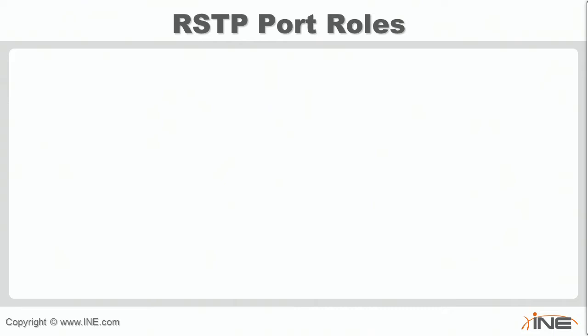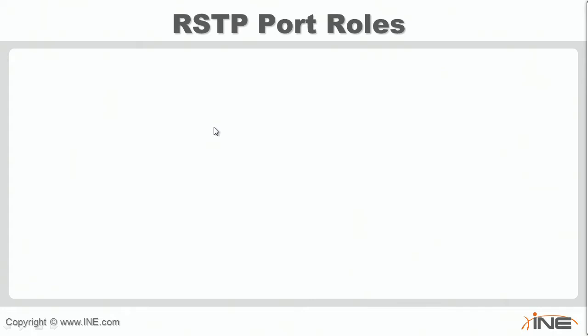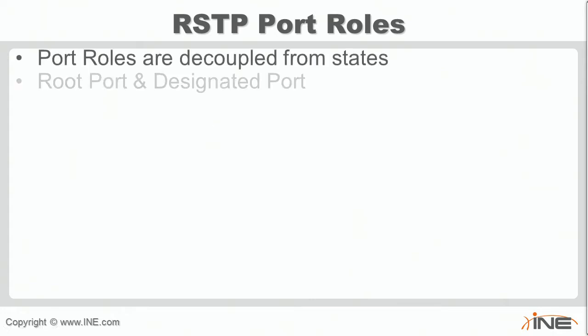We also have a difference in the port role versus the port state, where in the regular spanning tree we have the disabled, blocking, listening, learning, and forwarding stages. In rapid spanning tree we have the port states, which are discarding, learning, and forwarding, and then we have these different port roles. Of the port roles, we have the root port and the designated port. These are the same as before, where the root port is pointing upstream towards the root bridge, and the designated port is pointing downstream away from the root.